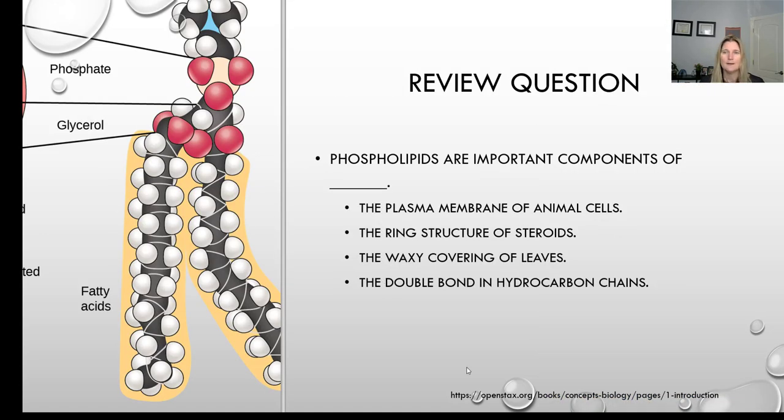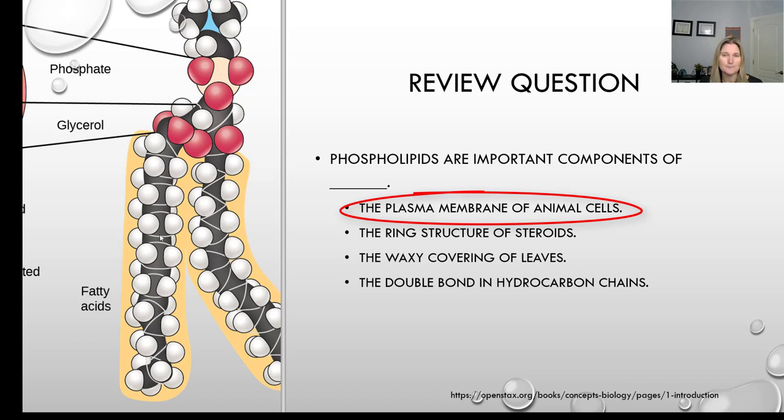Here's another review question. Phospholipids are important components of the plasma membrane in animal cells, the ring structure of steroids, the waxy covering of leaves, or the double bond in hydrocarbon chains? So what are these important components of? If you chose the plasma membrane of animal cells, I would agree with you.